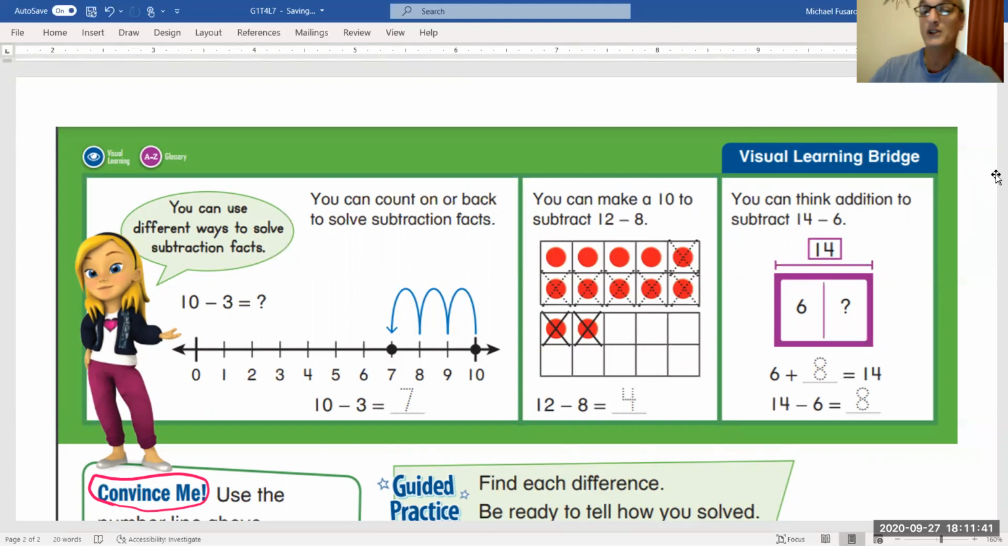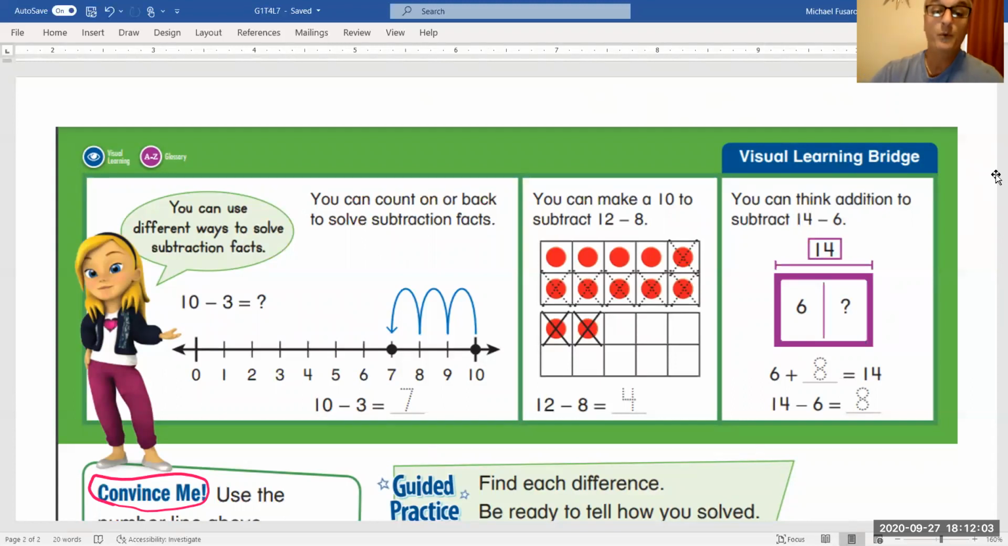So, if you notice, she did kind of the same things that we did, right? She did a number line. She did the tens frames. And then she also did the bar diagram, the bar model, okay? So let's see what she says. Maybe she can help us out.